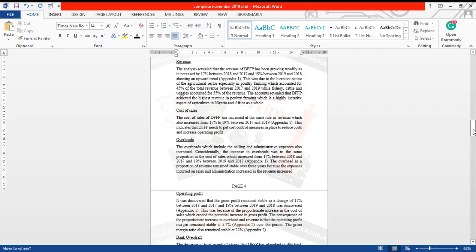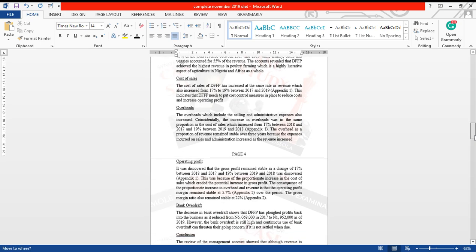So they have to put cost control measures in place, because if care is not taken, what if the cost now overtakes and supersedes the revenue? They'll start making a loss. So they're just within the line of making a loss. So they have to put cost control measures in place to reduce costs. It could be, oh, buy your products in bulk. It could be anything. They can put cost control measures and cost reduction techniques in place, and actually implement them to reduce the cost so as to increase profits.